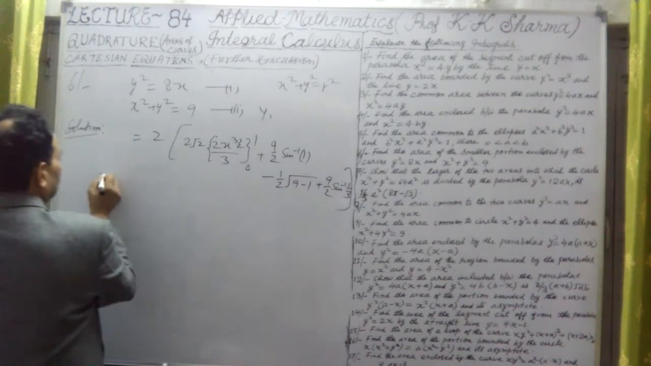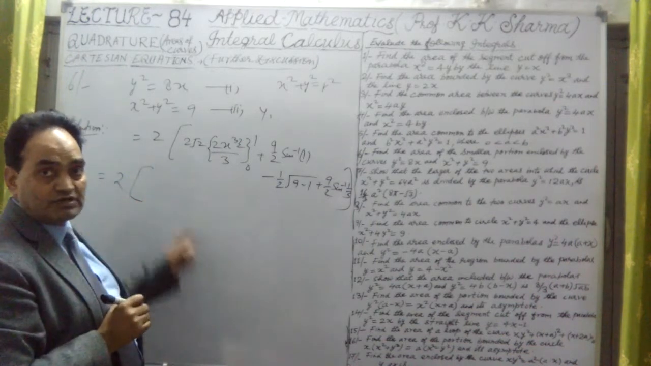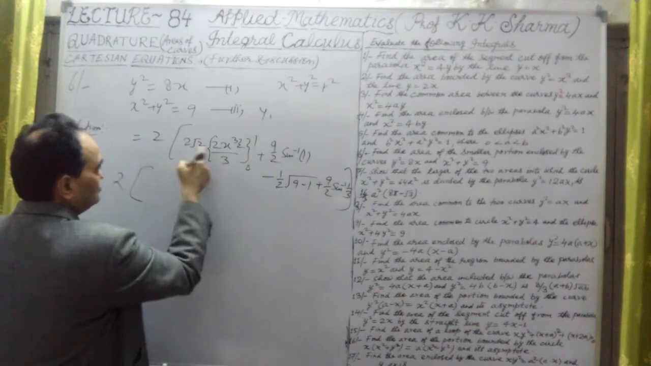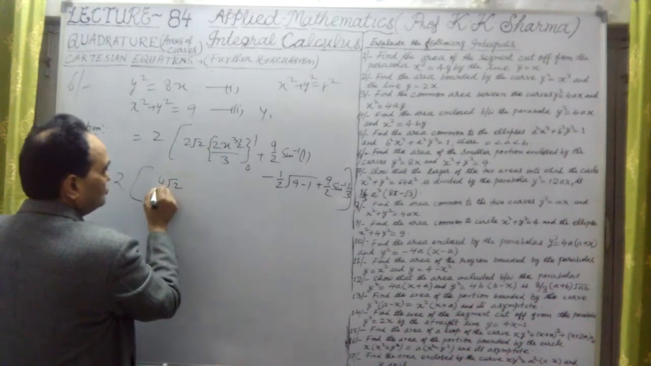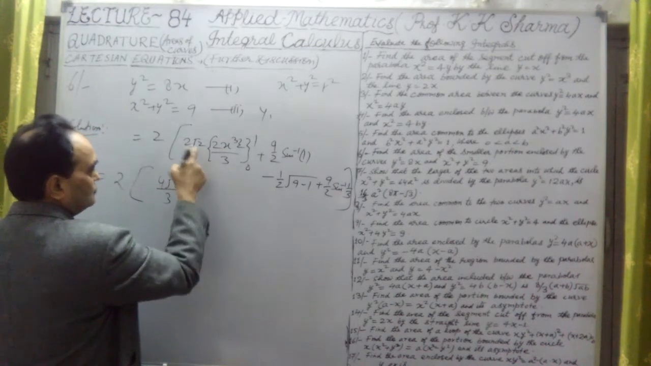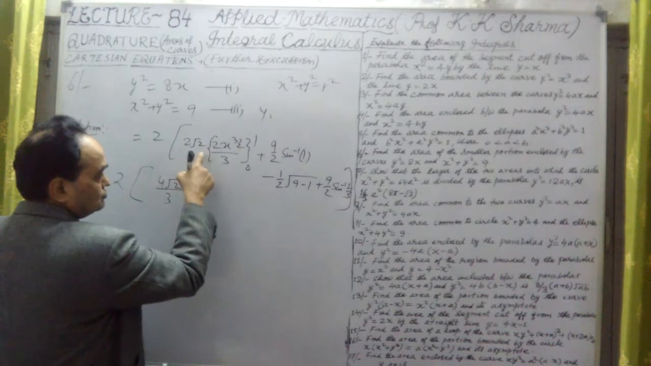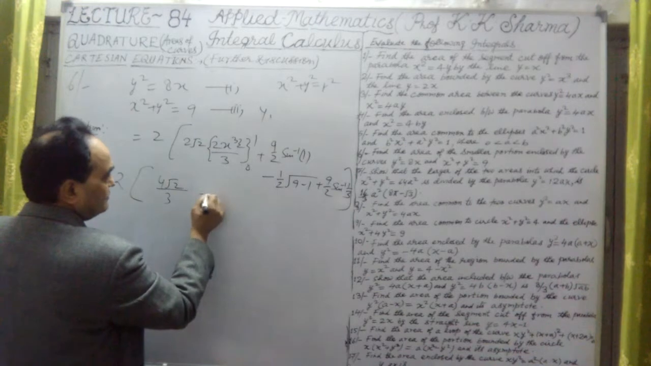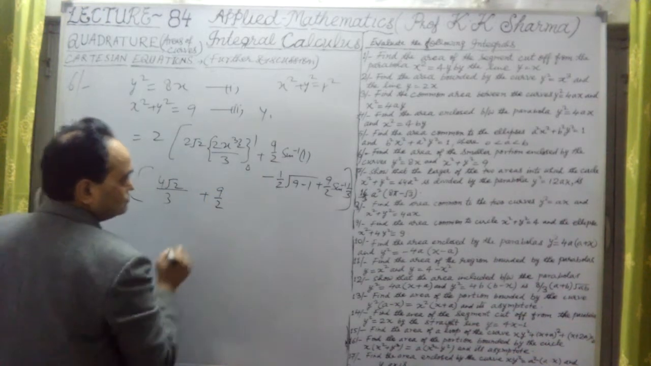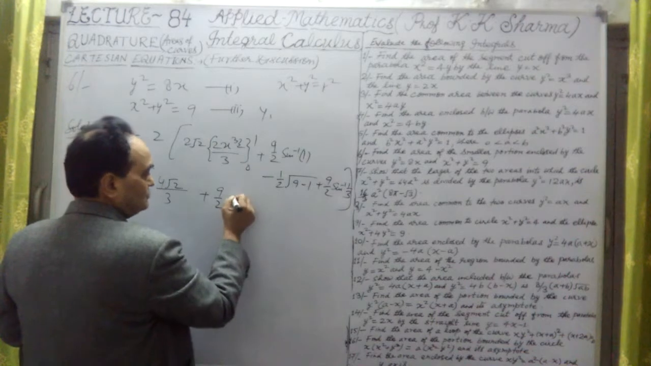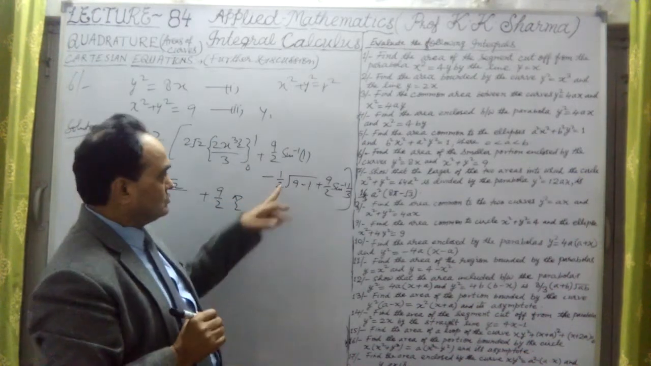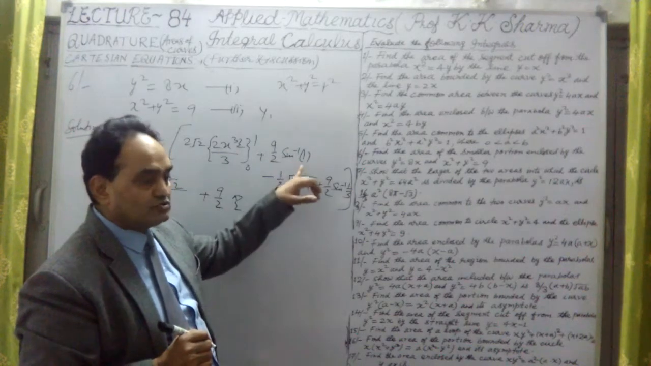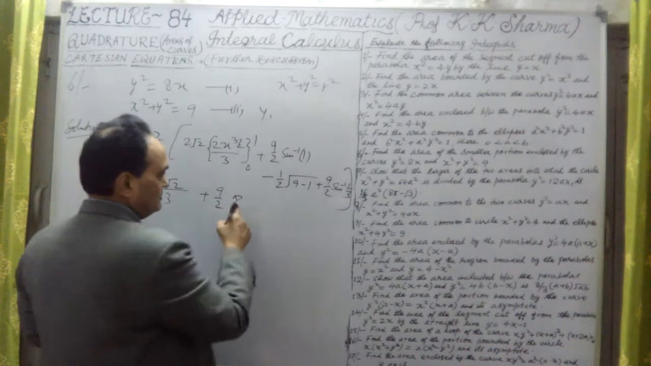Further solving it, twice here. First step is 1 upon 3 only. So this is 2 to the 4, 4 root 2 upon 3, because x is 1 here. At 0 it is 0. So complete, plus this is 9 upon 2, sine inverse 1 is pi by 2, because sine pi by 2 is 1. Sine inverse 1 means pi by 2.